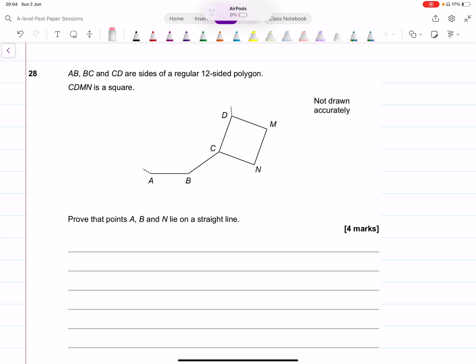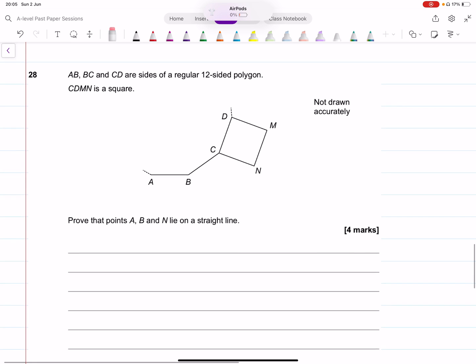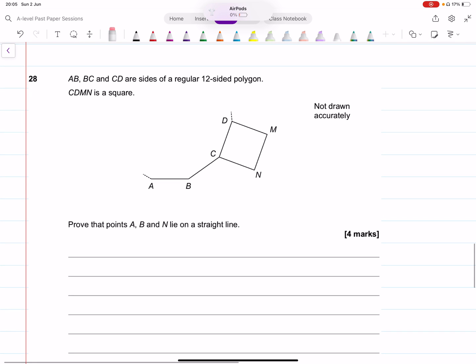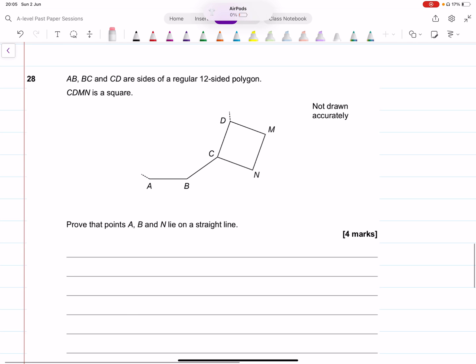It says AB, BC, and CD are sides of a regular 12-sided polygon. Now, what's a regular polygon? A regular polygon is a polygon that has all sides equal and all angles equal. All sides equal and all angles equal.